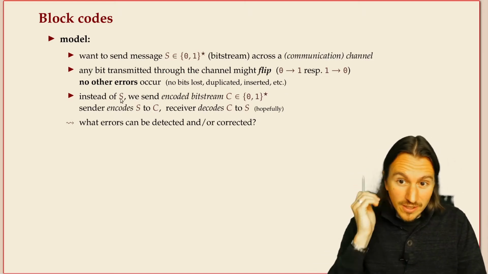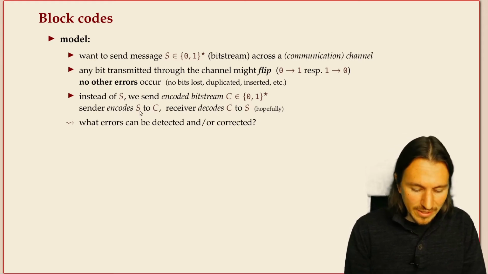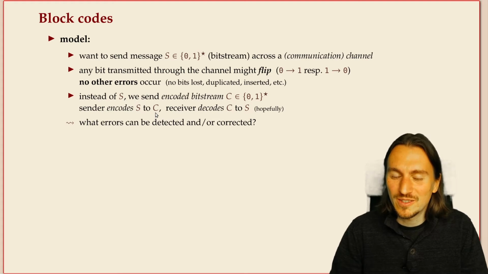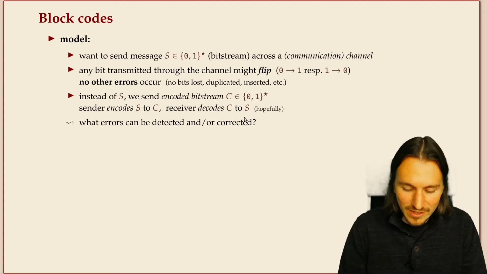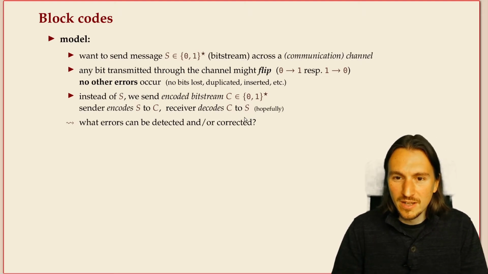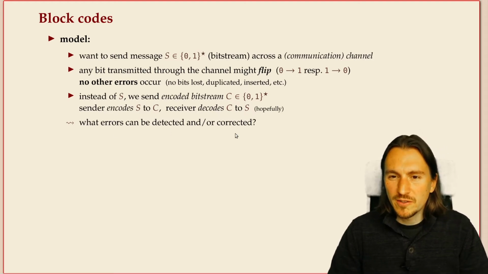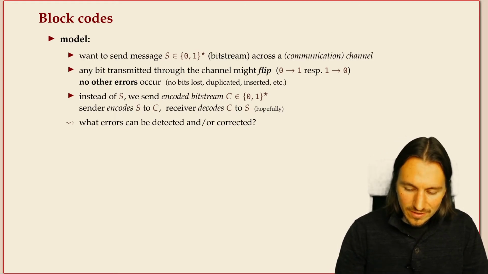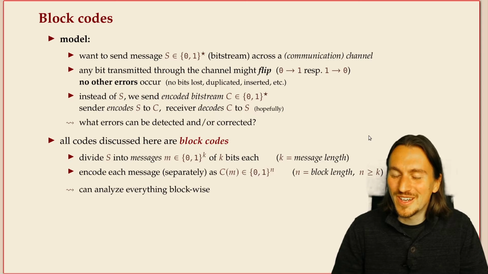Instead of the original string, we send an encoded bit stream. And so the sender realizes the encoding from the source to the coded text. That's the same terminology as in the compression chapter. And the receiver does the inverse and hopefully gets the same source message back. Okay, and then the question is what errors can be detected or corrected. That's the abstract model. It turns out this is too general for lower bounds that I know of.